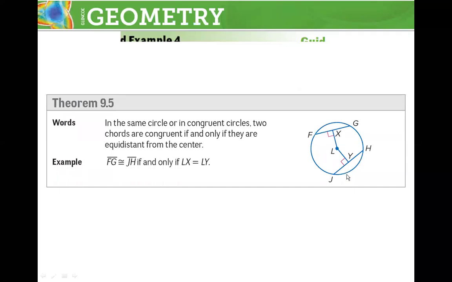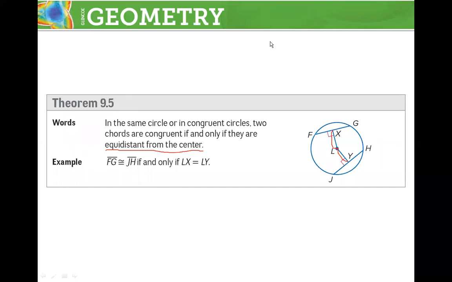If and only if, okay? Under a special condition. What is the special condition? They are equidistant from the center. Pay attention to this word: equidistant from the center. What is meant by equidistant from the center? It means the length of LX equals the length of LY. It means the distance from the center to the first chord is equal to the distance from the center to the second chord.